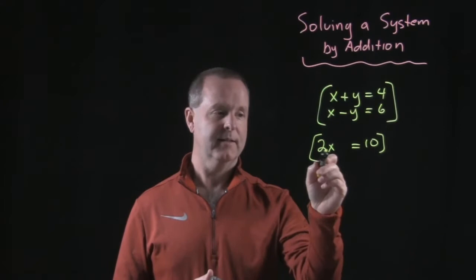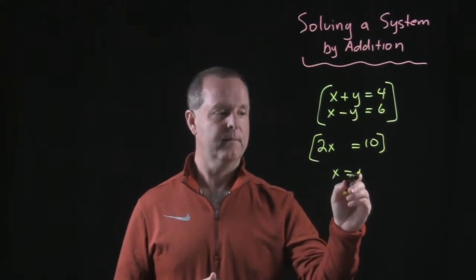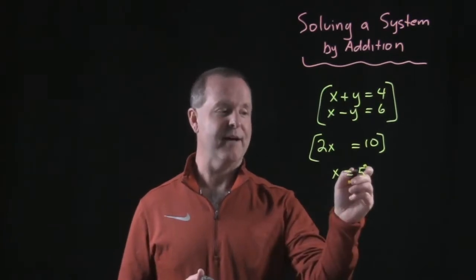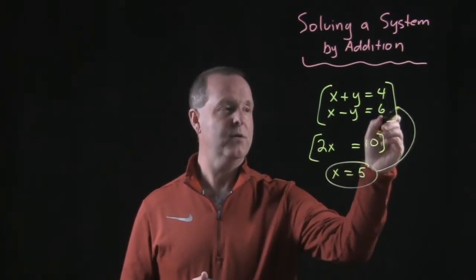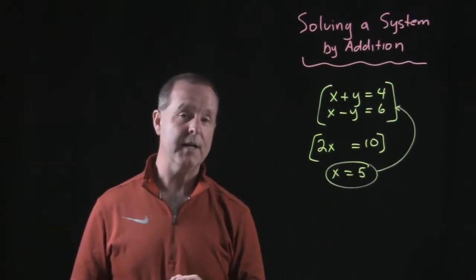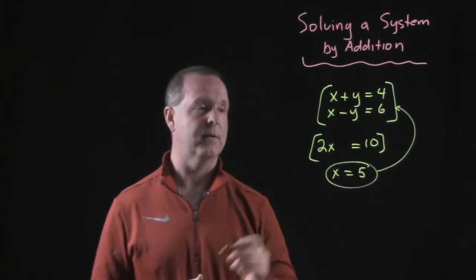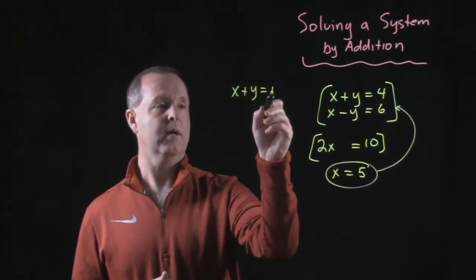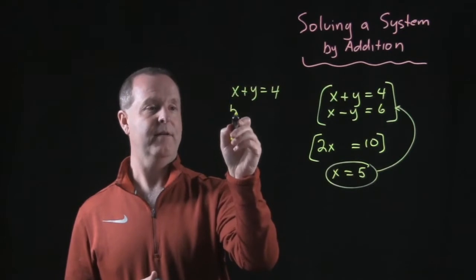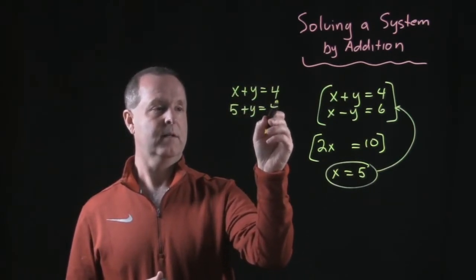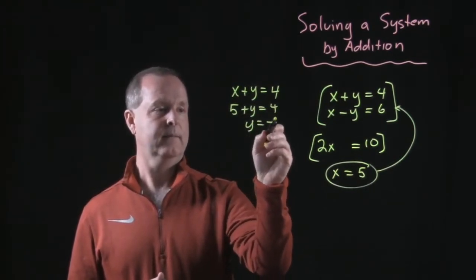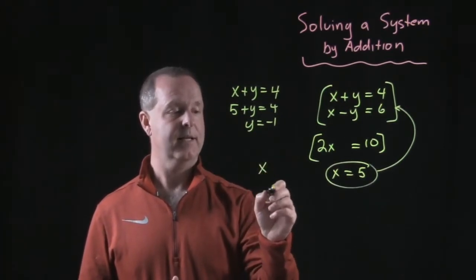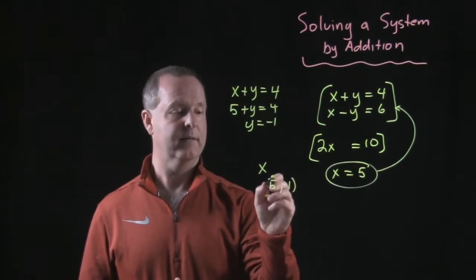Now let's solve that. Divide both sides by 2. x equals 5. So we're halfway there. Let's take that 5 and plug it into our original system, into either one of those equations, and solve for the other variable. So if x equals 5, and I use x plus y equals 4, then y equals negative 1. So the solution to my system, not x, is (5, negative 1).